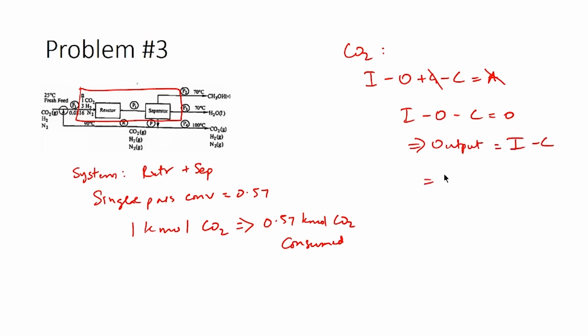So, we know that the input is 1 kilomole and consumption is 0.57 kilomoles, giving the output for CO2 as 0.43 kilomoles. So, this CO2 is actually leaving only through the stream P, because you have other streams here which are P2, P3 and P4. P4 does not cross the system boundary here, only the streams which are crossing the system boundary are P2, P3 and P. So, out of this P2 has only methanol, P3 has only water, P has carbon dioxide, hydrogen and nitrogen. So, the number of moles of carbon dioxide in the stream P is 0.43 kilomoles.